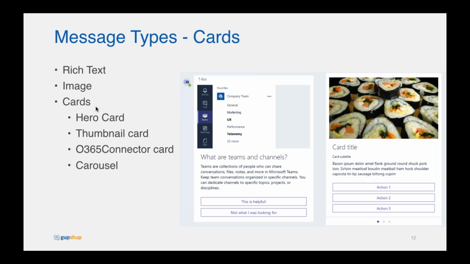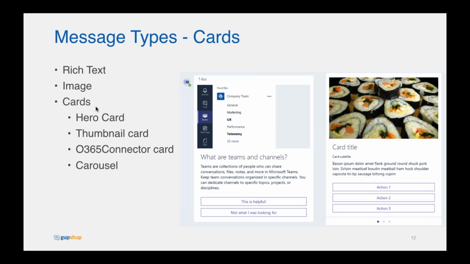So in terms of cards, you can see two screenshots. The first screenshot on your left is the hero card. There are three different types of cards. The hero card is essentially what you see there. It supports a smallish image, a title, a subtitle, and a couple of buttons as well. A thumbnail card is very similar, only it's a thumbnail of an image as opposed to a normal image.